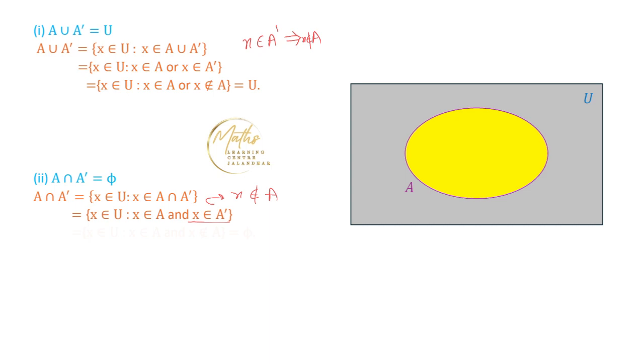So this set is equal to those elements of the universal set for which we have X belongs to A and X does not belong to A. So we are talking about those elements which belong to A and which do not belong to A. So what we obtain from this, that there is no such element present in this set. So we are saying that this value is equal to phi. This is an empty set.